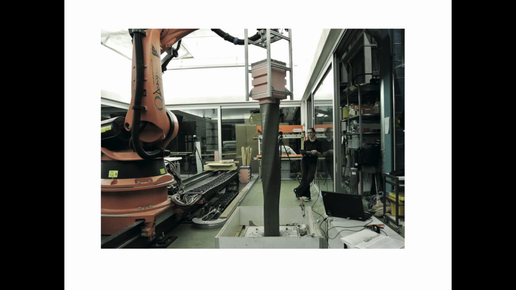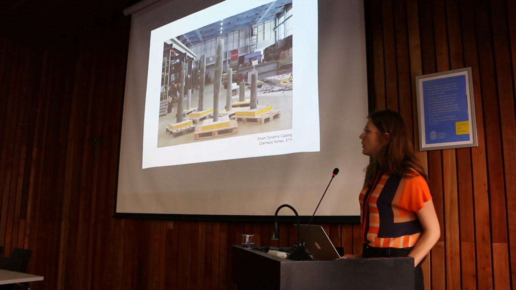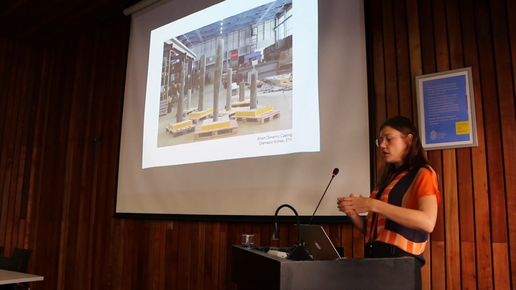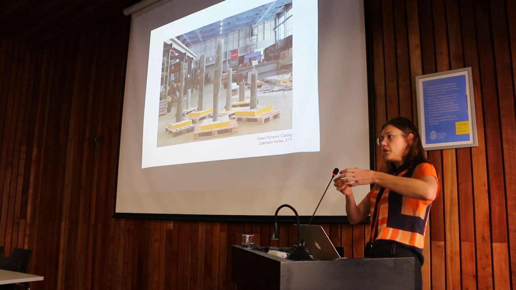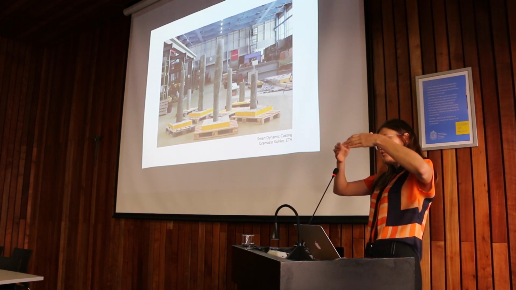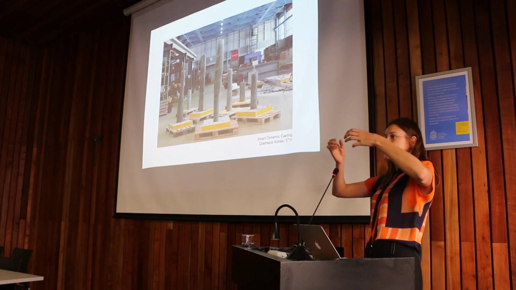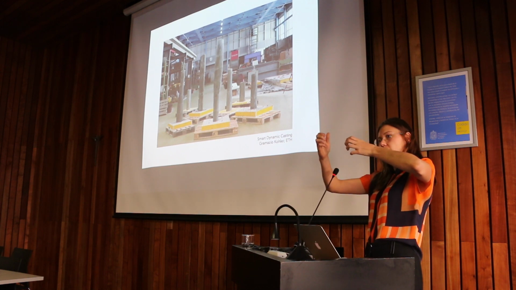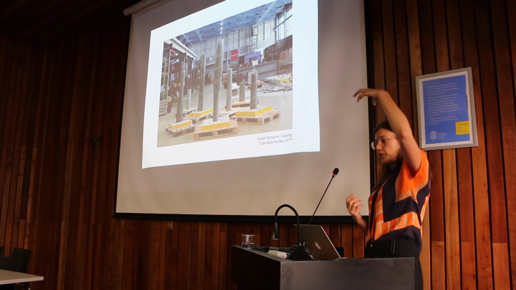And this project, Smart Dynamic Casting by Gramazio Kohler at ETH, is a kind of slip forming casting that starts at the bottom, and then as the material stiffens, the mold rises up. It also uses this resistance to collapse, but it slightly turns the mold all the time. So it uses these dynamic properties throughout the process.